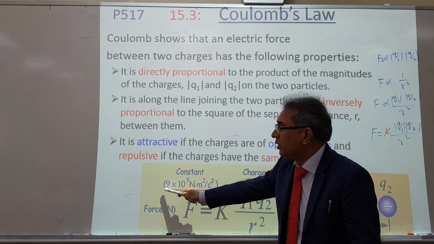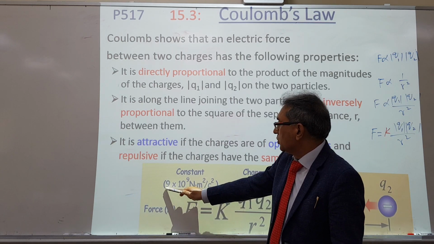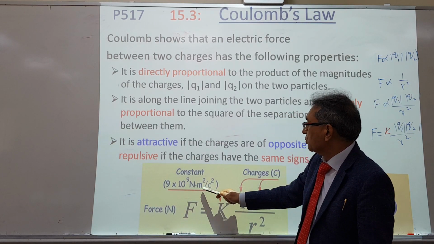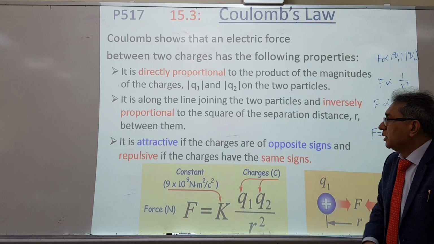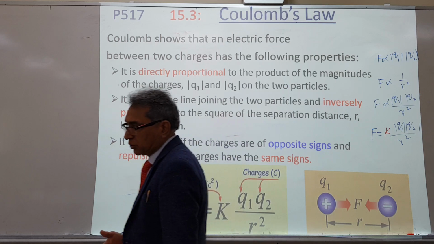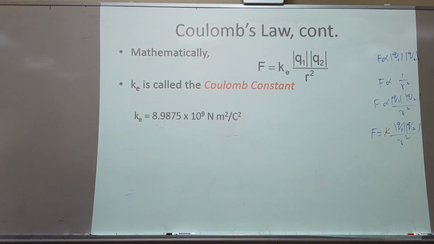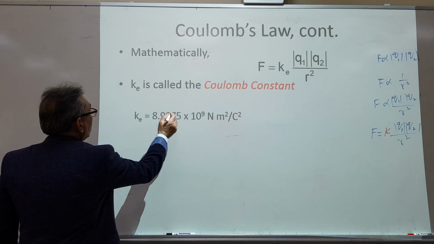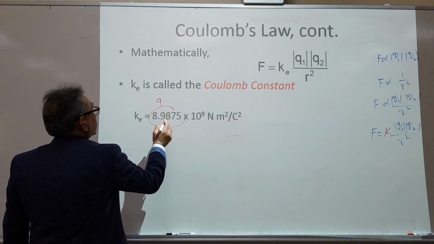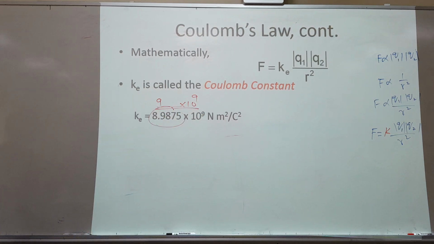Normally we have 8.99, but we round it off in many cases. So 9 times 10 to the 9 Newton meter squared per Coulomb squared is the constant value, Coulomb's constant, our electrostatic constant. So as I told you, we sometimes round it off to 9 times 10 raised to the power 9. So it will be given to you again.